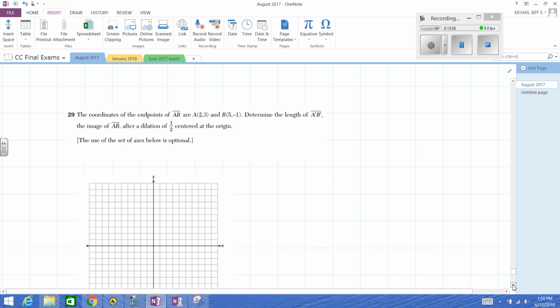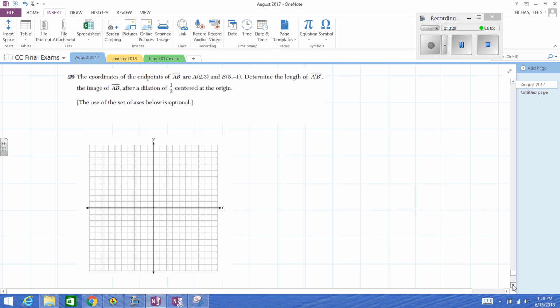Almost done. We'll probably stop after this one. So the coordinates of these points, okay, so good. All right, we don't have to construct this. The use of the graph below is optional. Basically, we could calculate the length of AB. We don't actually even have to graph it, and then cut that in half. Because after a dilation of a half centered at the origin, A prime B prime is going to be half as big as AB.